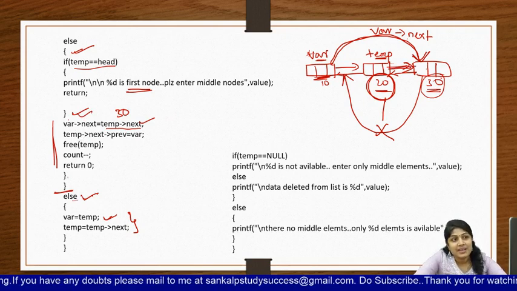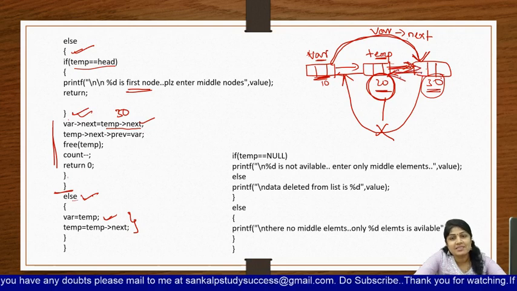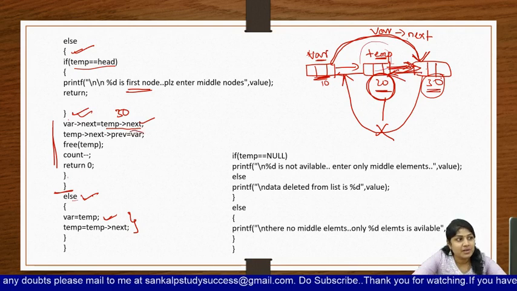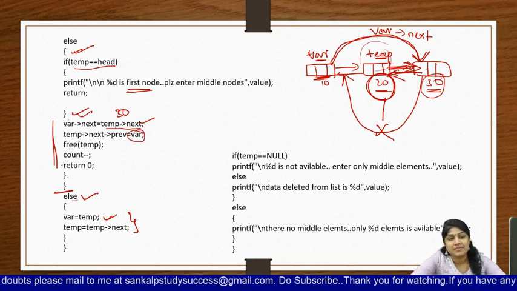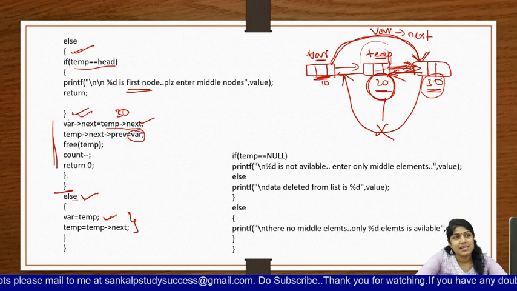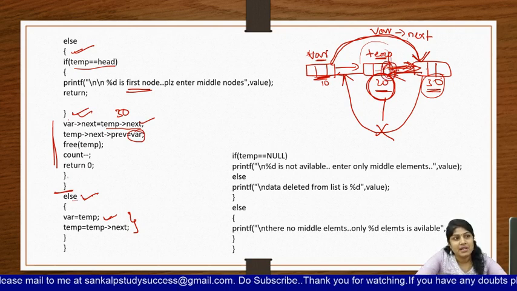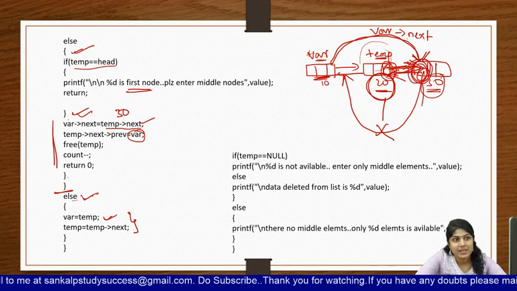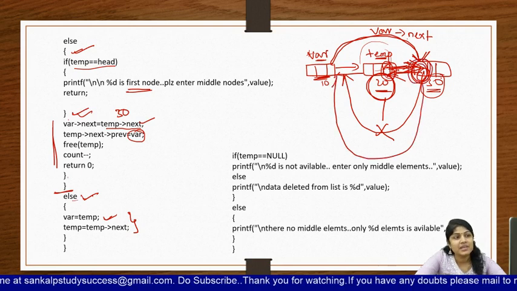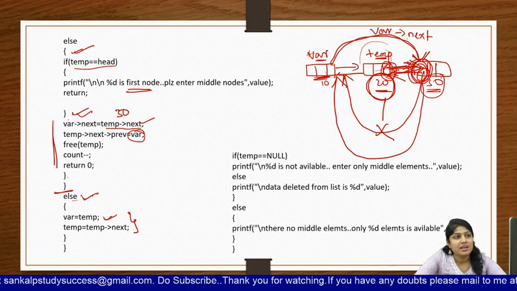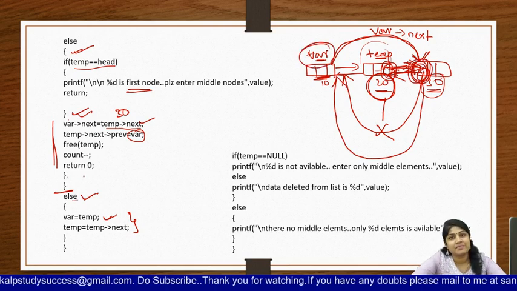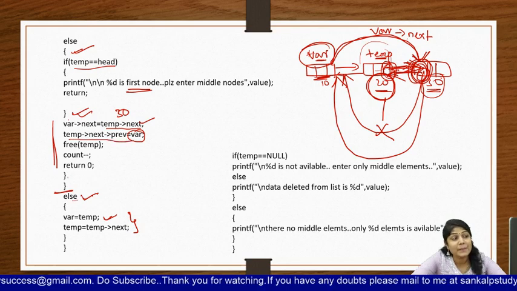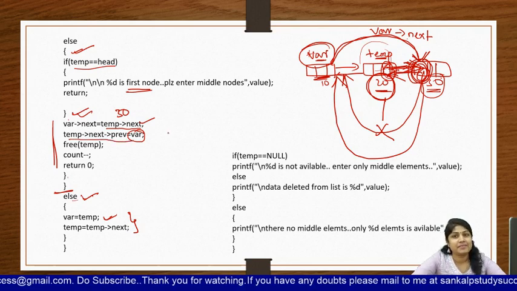Temp to next to previous is what? This, right? Where do I want to store it? Var. Okay? So now see, this is temp, don't be confused. Temp to next to previous, that means this one. Where am I storing this? It should be stored here, this arrow mark. So this is what? Var. So temp to next to previous equal to var.